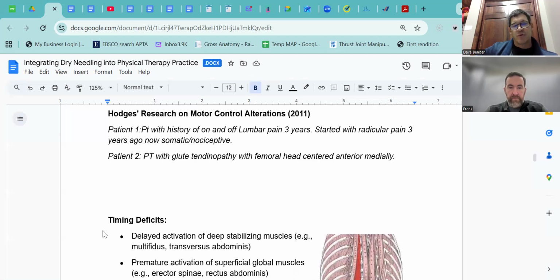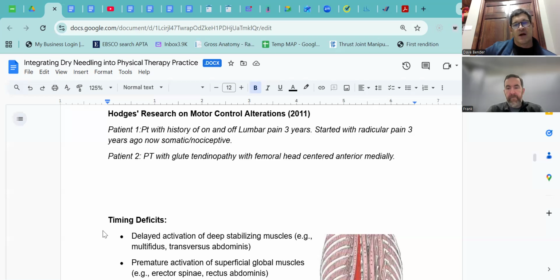Certainly in motor patterns with gluteal tendinopathy, you'll see the same thing: a decrease in femoral head centering. It can be anteriorly or anterior-medially glided, two very common scenarios. With that, you're going to have external rotator facilitation. Also psoas or rectus femoris facilitation is a common pattern with this hip presentation.